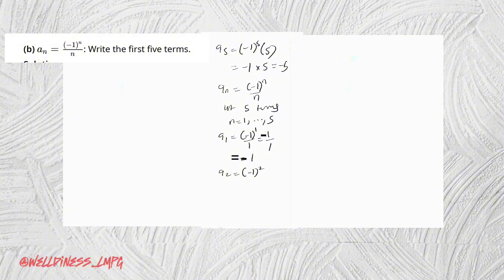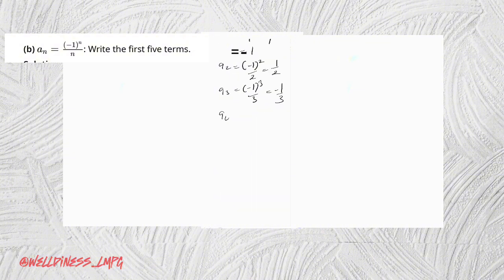So for a2, you are going to have minus 1 squared divided by 2. Minus 1 squared is the same thing as 1, divided by 2, which will give you 1 over 2. And for a3, you are going to have minus 1 cubed divided by 3. Minus 1 cubed is the same thing as minus 1. Minus 1 divided by 3 is your final answer. For a4, you are going to have minus 1 raised to power 4, which is the same thing as 1.